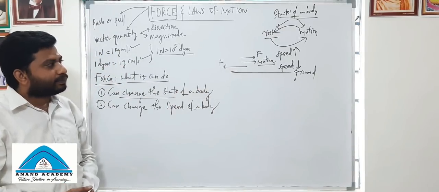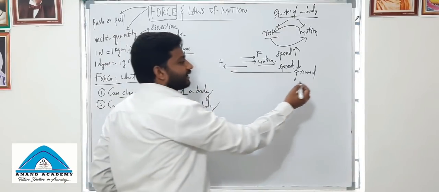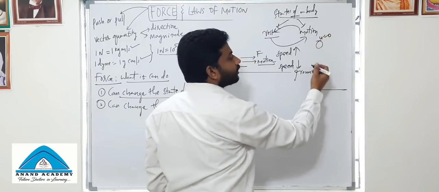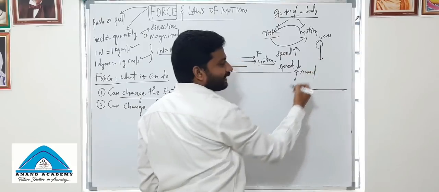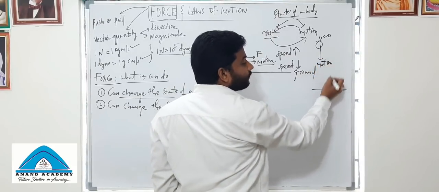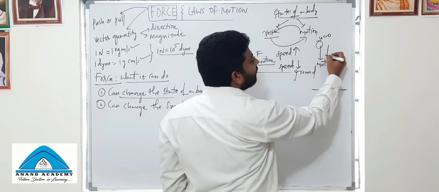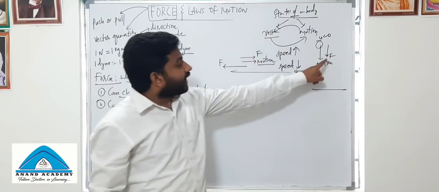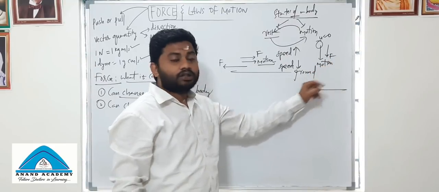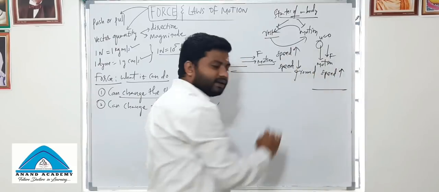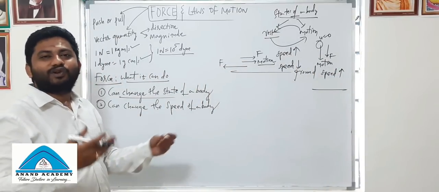The same example we can also write, for example: this is the ground, a body is dropped from here, so the body is moving in this direction. This is the motion direction and the gravitational force will be acting in the same direction. When the force and motion are in the same direction, the body will speed up. Okay, clear? The opposite is also true.